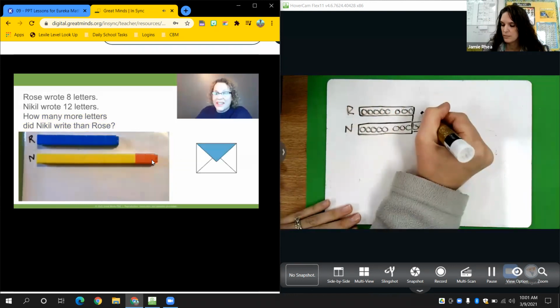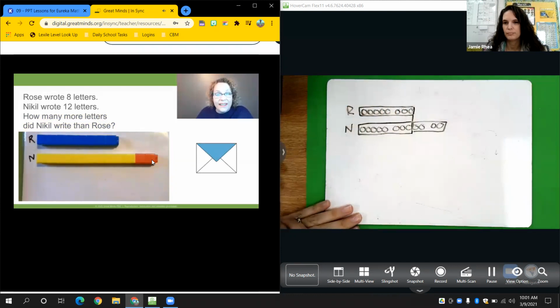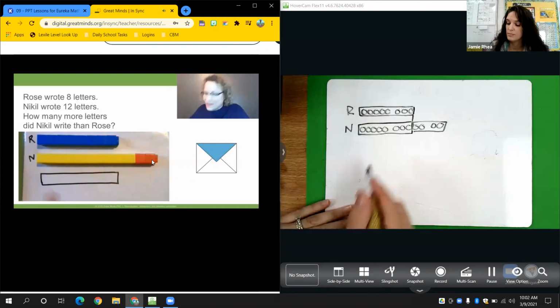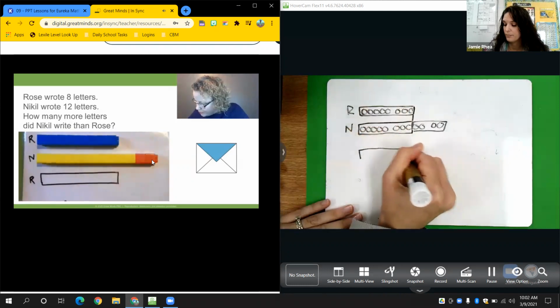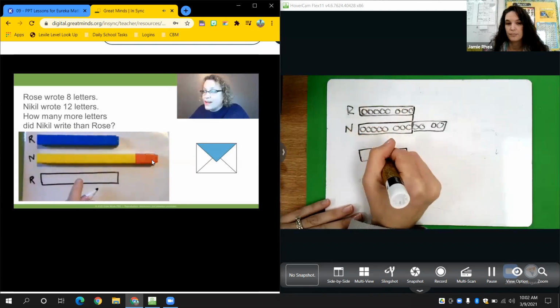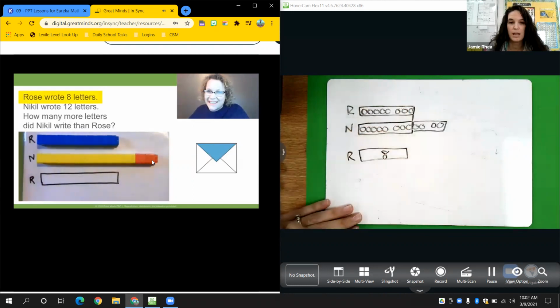Because here's the extra. Watch as I use these cubes to draw a tape diagram to compare the letters that Rose and Nikhil wrote. Whose tape do you think this belongs to? Rose. It belongs to Rose. We can see that it's the same length as Rose. And what number should I write inside? 8 because we had 8.